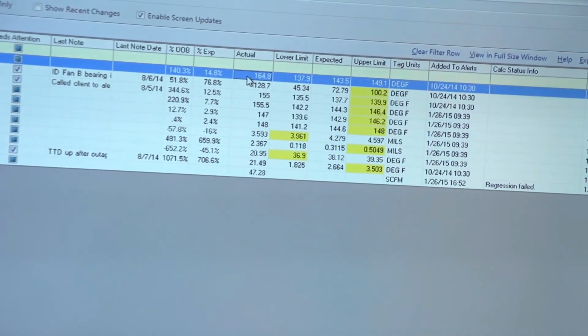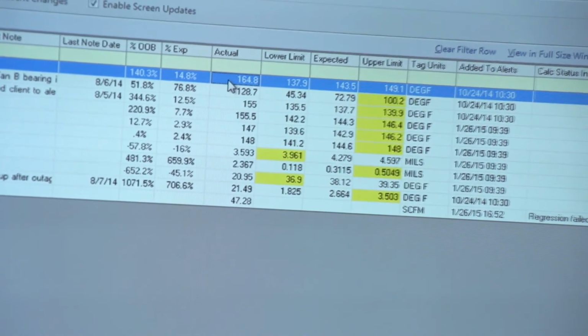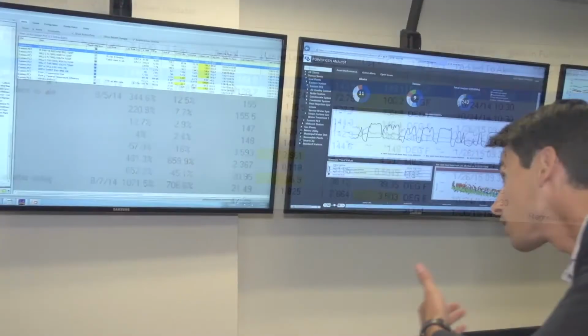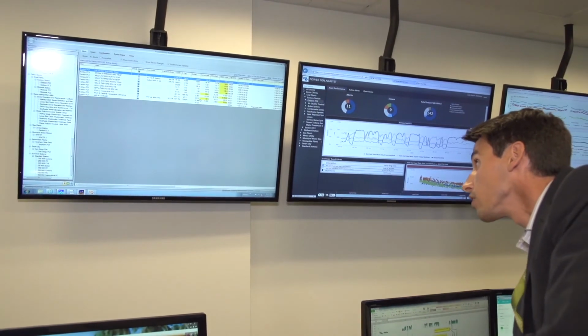The plant control room probably won't have an alert limit until something like 212. They're not looking at predictive failure. They're looking at a hard stop, a hard limit, and they might not even be able to react until the piece of equipment actually shuts off. These guys are constantly looking at these all day long.